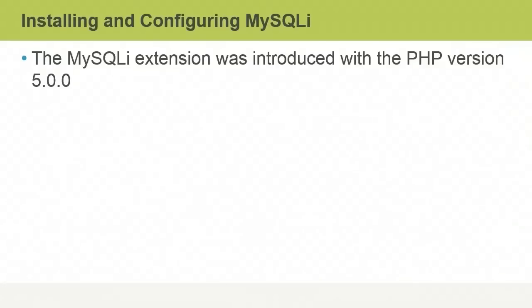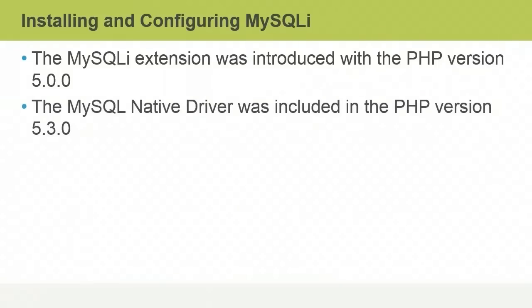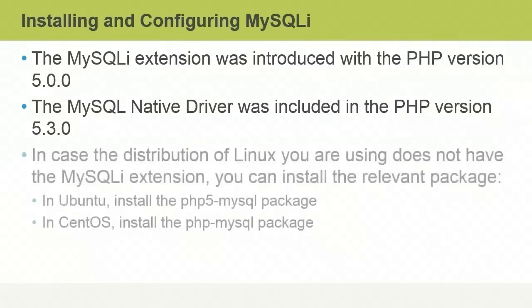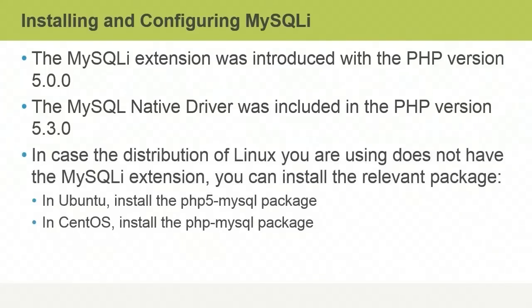In this session, we will be learning about installing and configuring MySQLi. The MySQLi extension was introduced with PHP version 5.0.0. The MySQL native driver was included in PHP version 5.3.0. In case the distribution of Linux you are using does not have the MySQLi extension, you can install the relevant package. For example, in Ubuntu, install the php5-mysql package. In CentOS, install the php-mysql package.